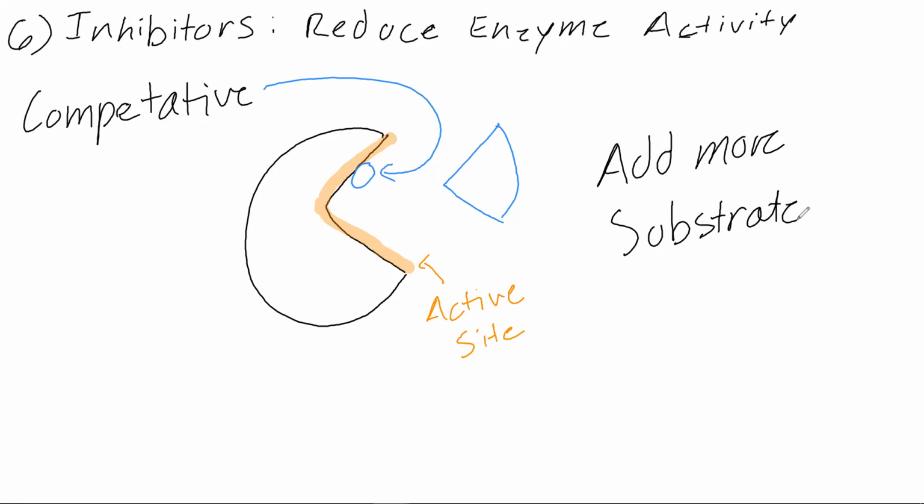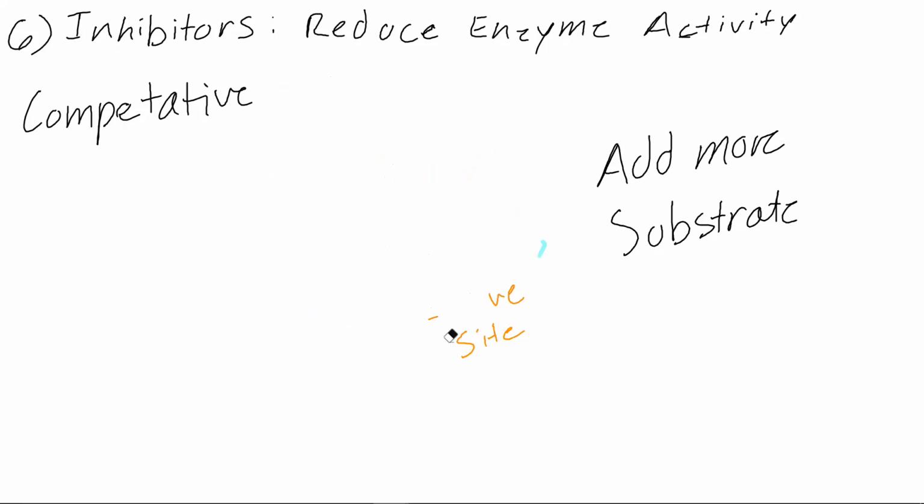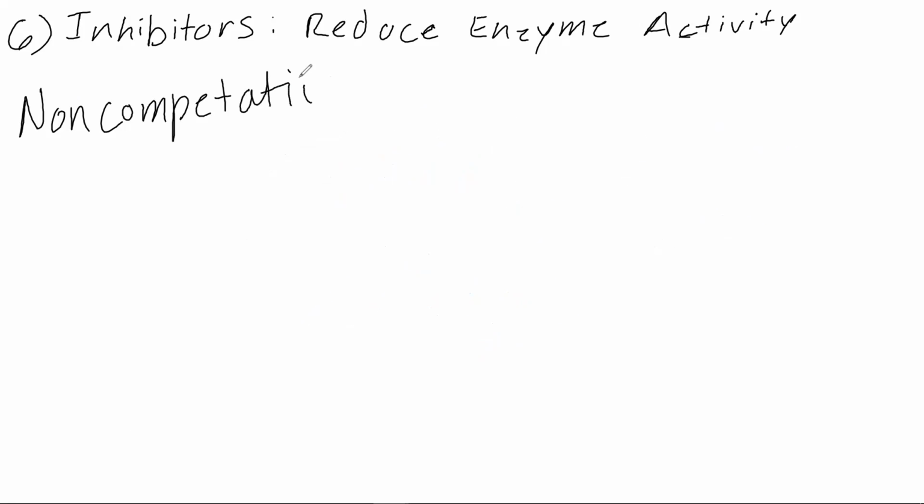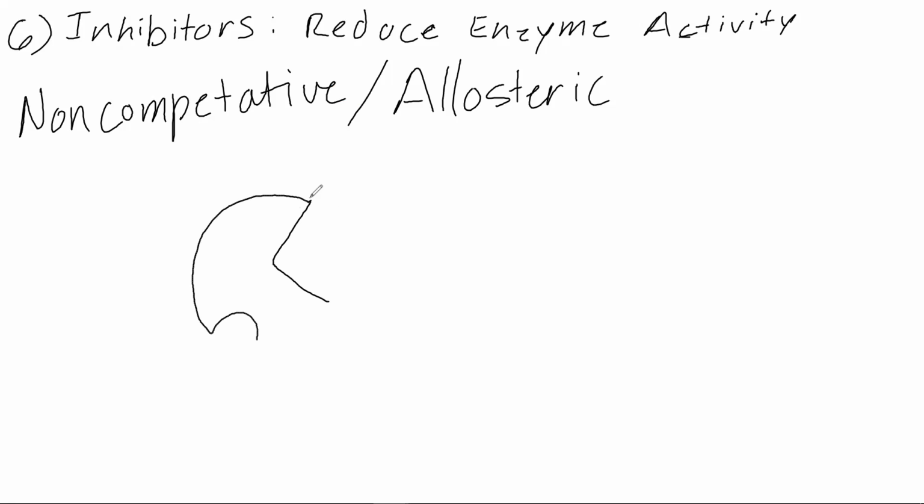Yes. Okay, cool. So now that we've covered competitive, let me erase all that. The next kind of inhibitor is non-competitive, or allosteric. And you'll understand why they're called that in a second, but let's redraw Pac-Man. Good old enzyme Pac-Man. You'll understand why I put that gap there in a second.